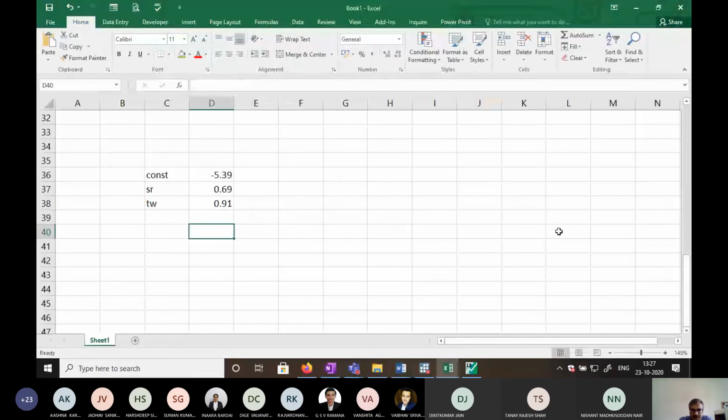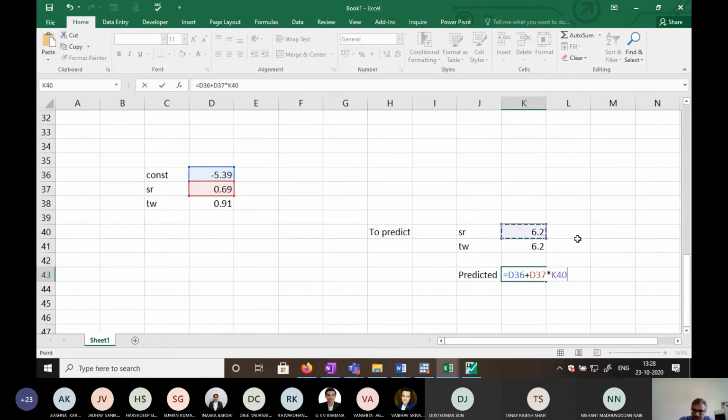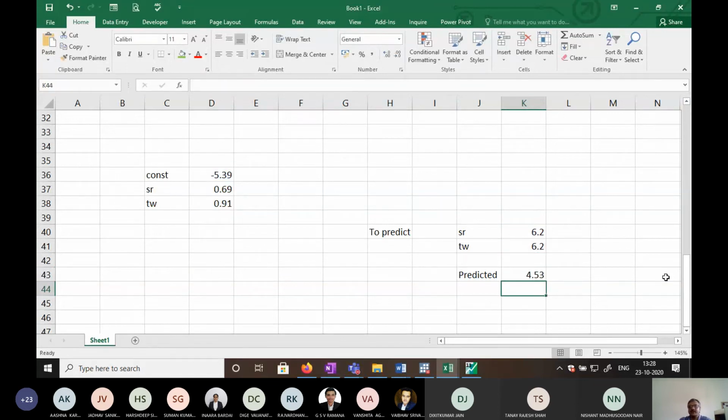Then the tire rating is 6.2 for both. So to predict, I've got values of steering rating and wear and tear as 6.2 and 6.2. So I am predicting. The predicted value is the constant, plus the steering rating coefficient times its value, plus wear and tear into the value of wear and tear for this given situation. I've got a rating of 4.53.